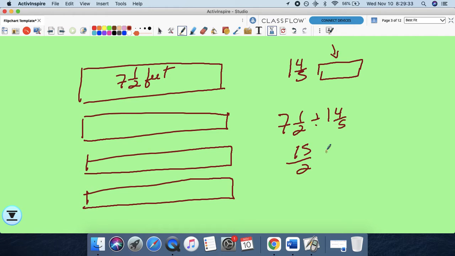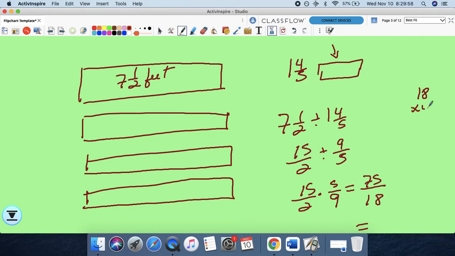It's 15 over 2 divided by 9 over 5. I'm going to multiply by the reciprocal, which is 5 over 9. And that's 45 over 18. No, 75 over 18. Apologies. And then 18. So how many boards can we make? Well, let's see. 18 times 4 is 72. So definitely 4 boards, 3 left over 18, or better yet, 4 and 1 over 6.